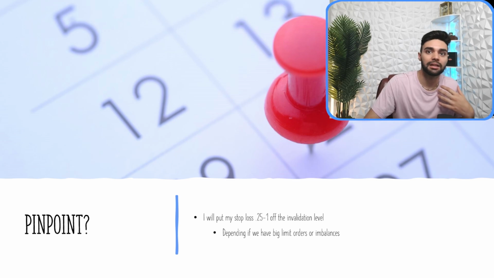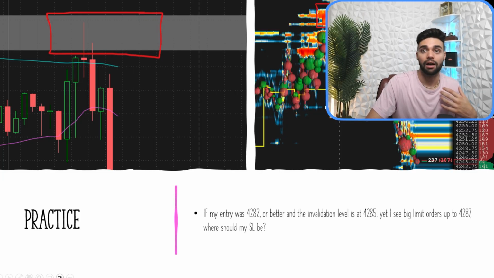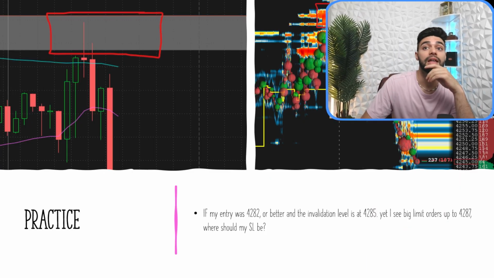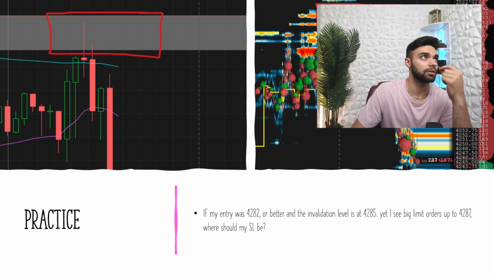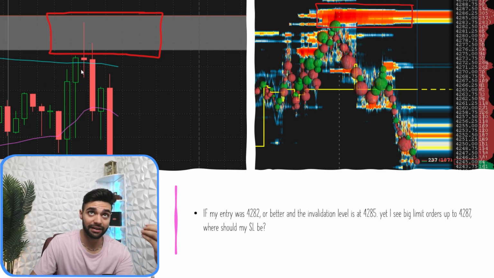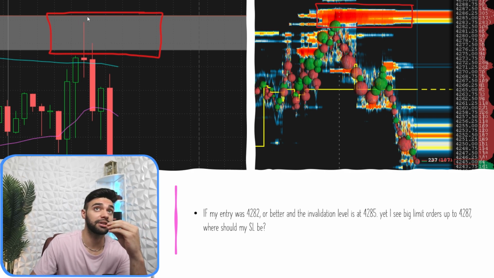Let's say we have big limit orders or big imbalances sitting in the market. If my entry right here was at around 4282, which is up here, a better invalidation level is right above these huge orders that you can't see. So if I got in short right here, I want to put my stop right above these orders, because that's a better invalidation level. Meaning if I can get my entry close enough to put my stop loss above these invalidation levels, it'll be much better than just putting it right above the wick.